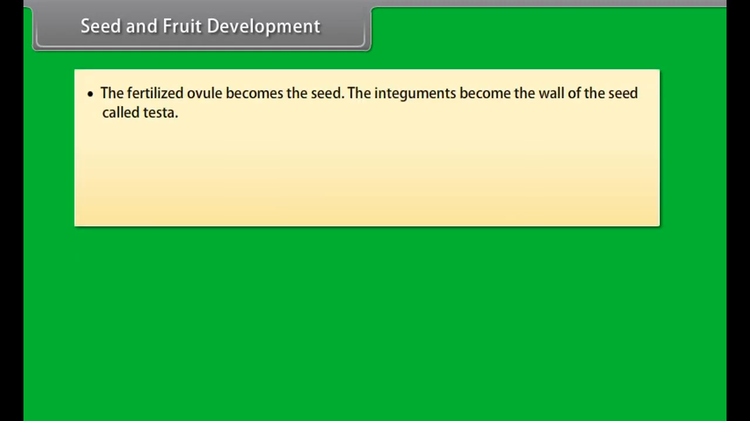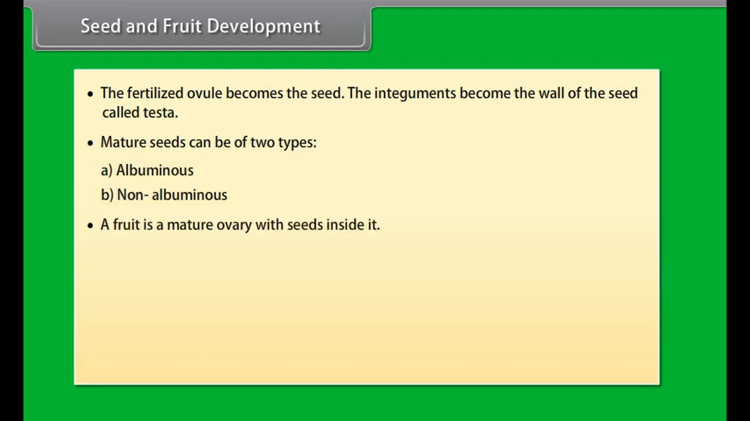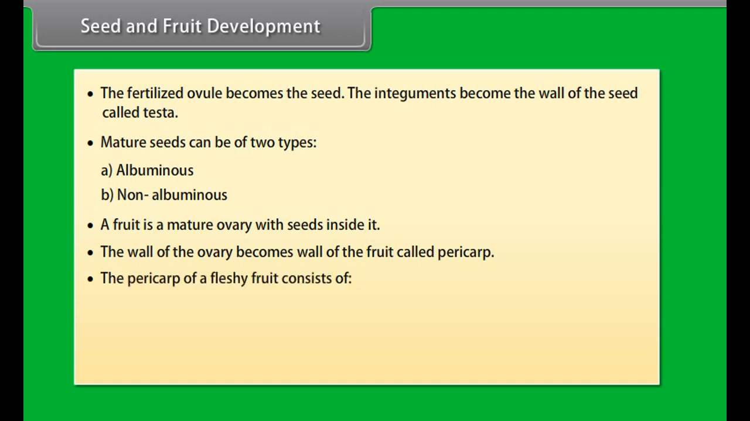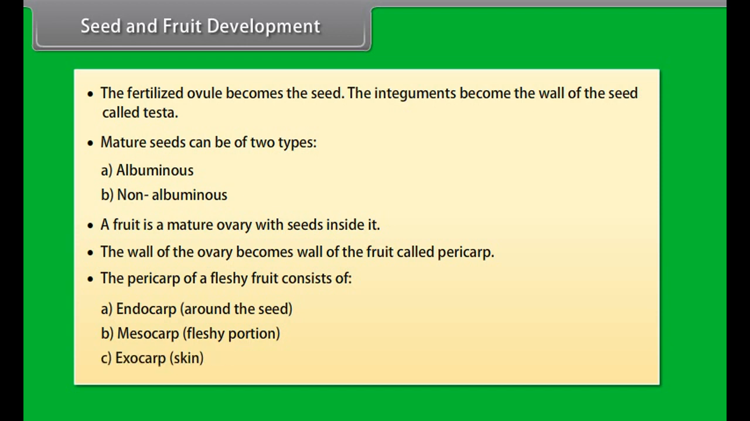Seed and fruit development. The fertilized ovule becomes the seed. The integuments become the wall of the seed, called testa. Mature seeds can be of 2 types: A. Albuminous, B. Non-albuminous. A fruit is a mature ovary with seeds inside it. The wall of the ovary becomes wall of the fruit called pericarp. The pericarp of a fleshy fruit consists of A. Endocarp, around the seed, B. Mesocarp, fleshy portion, C. Exocarp, the skin.